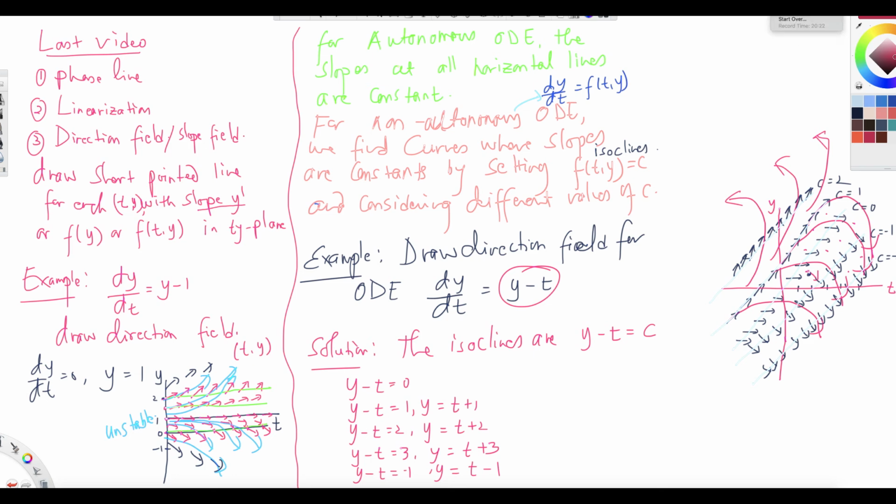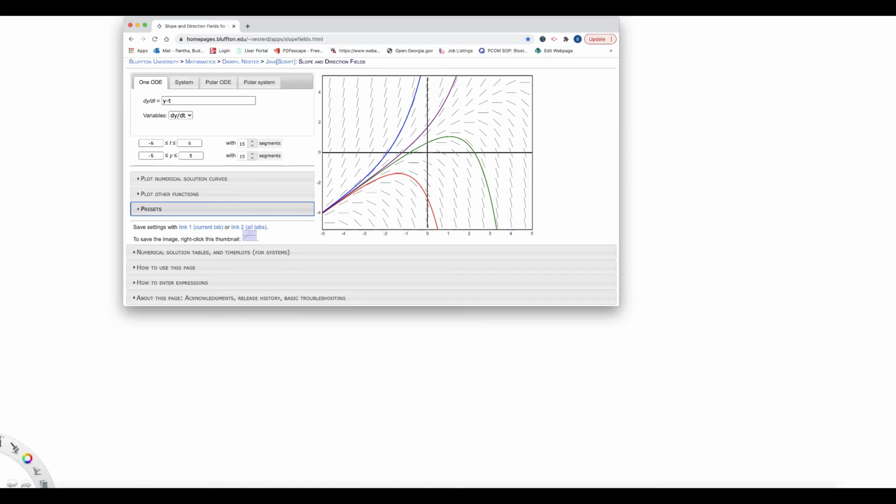There are many online apps available to draw direction fields of a differential equation, maybe a system of differential equations, meaning if there are more than one differential equation that are connected to each other. How do we do the direction field? If there is a single equation, how do we do the direction field like that?